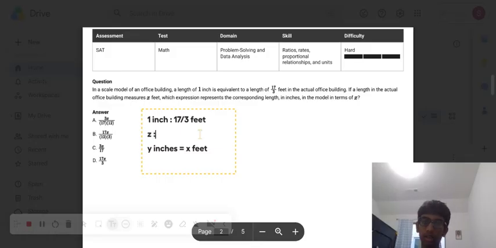So what we're going to be doing is multiplying both sides by 3 over 17, and we get 3 over 17 inches in 1 foot. Now, how can we do this?